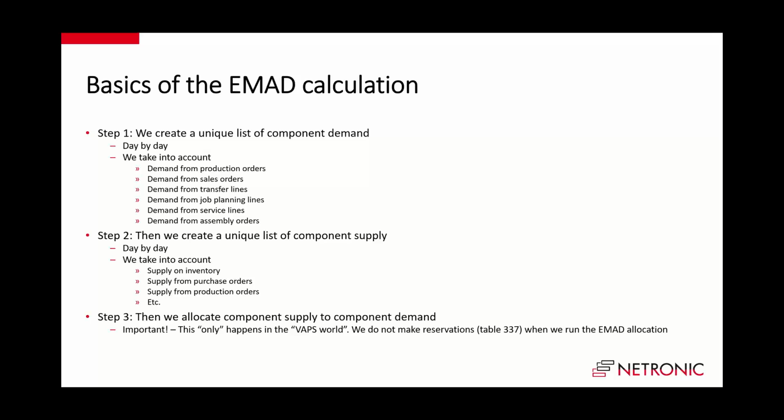So let's actually talk about the EMAT calculation itself. The EMAT calculation is something that we do for a given period of time that the user can define. The EMAT calculation never runs into the past, that makes no sense, because then the material is consumed. It starts today and goes until a specific moment in the future that you as the user can define. And then when we calculate the EMAT, in the first step, we create a unique list of component demand. And we do this for every day. So we say for today, we need that many pieces of this component, that many kilograms of that component, that many liters of those components.